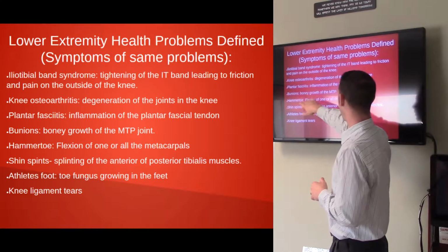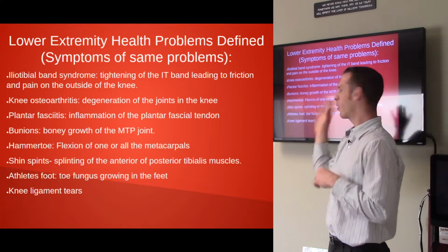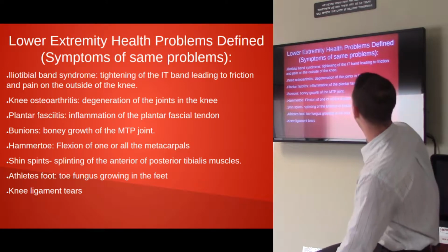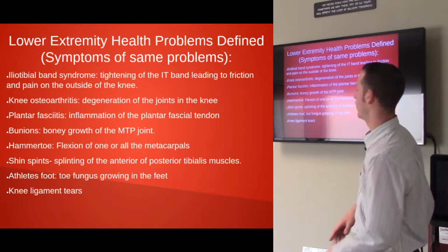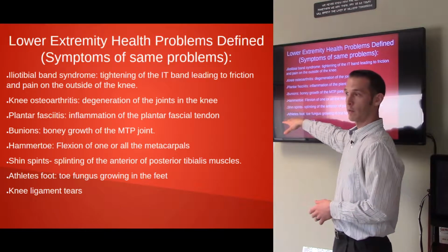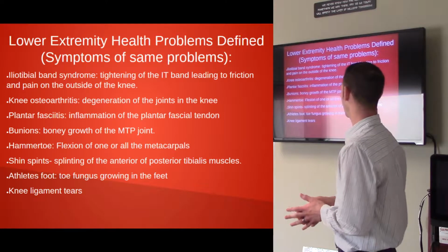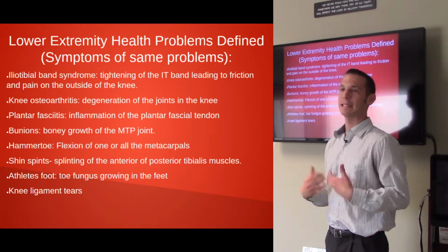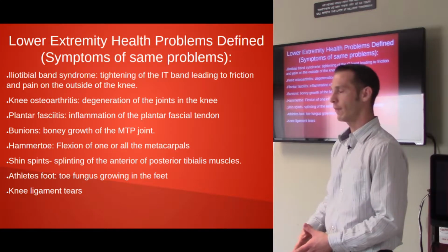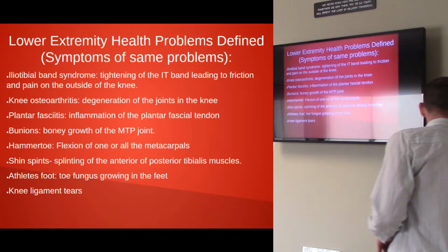Hammer toes, another issue that can happen where the toe starts to come up. I'll show you all these pictures later. Shin splints, so splinting of the anterior or posterior aspect of what's called the tibialis muscle. Athlete's foot, we're going to talk about that one too, or fungus in the feet, as well as ligamentous knee tears. There's a bunch of different ligaments that surround the knee itself, how they tear and how they're predisposed to tear. So we're going to go into some of those, okay?